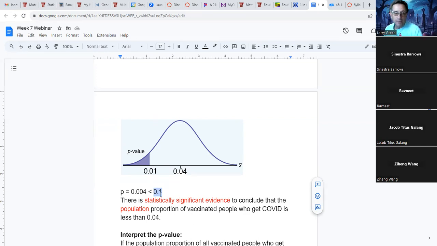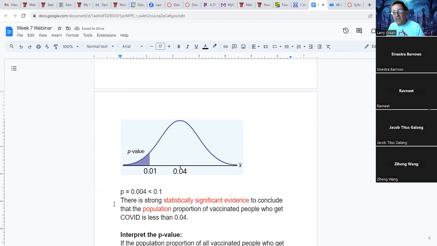So they use 0.01, and 0.004 is definitely less than 0.01. If the p-value is less than 0.01, we get to reject the null hypothesis, and we get to state the conclusion we were hoping to state. And here it is. There is statistically significant evidence. And by the way, if the p-value is really small, and this one's tiny, like less than 1%, sometimes we'll say strong.